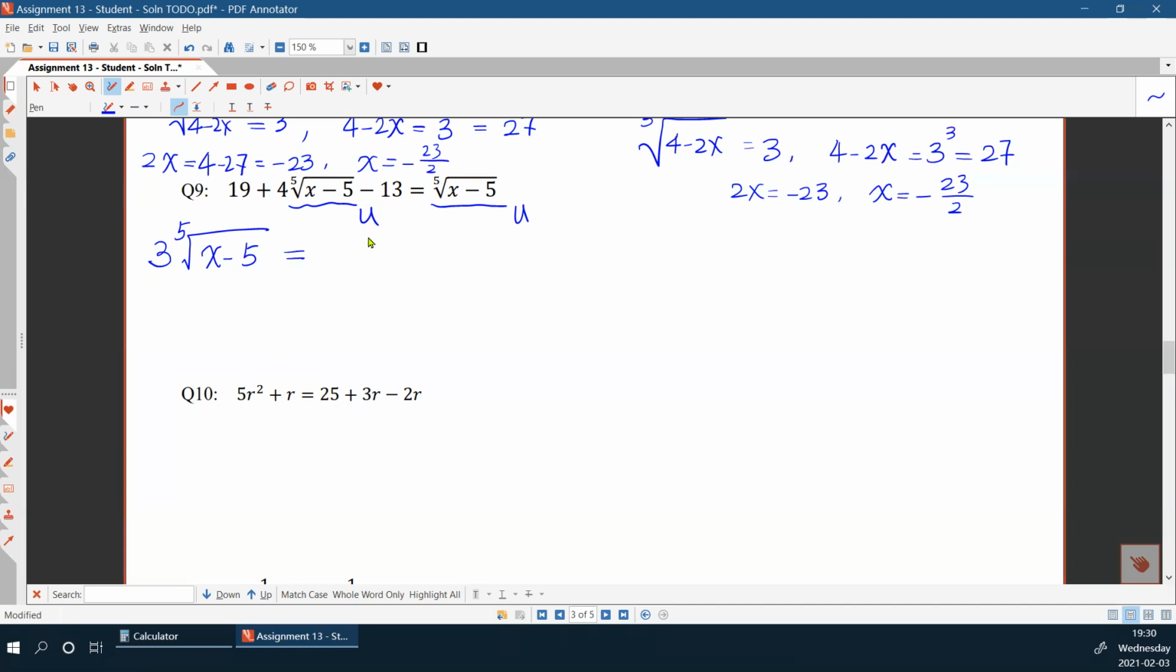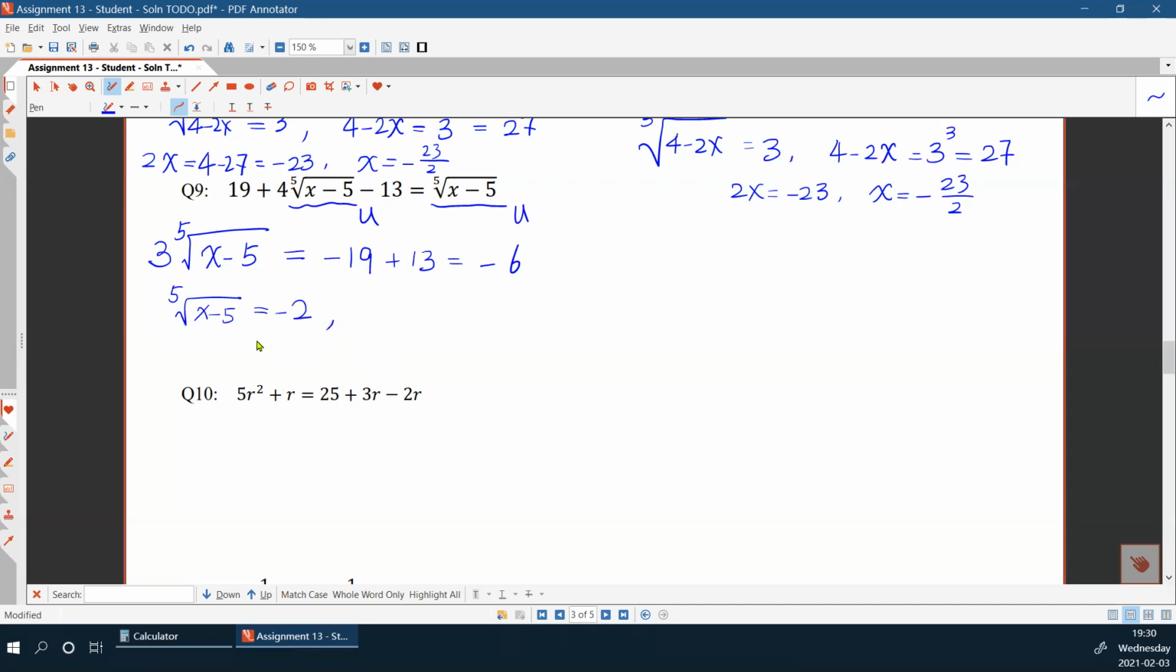Equals, okay, and now we put all the constants on the other side of the equation. This gives you minus 18 plus 13, which is actually minus how many? 6, right? Okay, and now we divide both sides of the equation by 3. This gives you the fifth root of x minus 5 is minus 2, right?